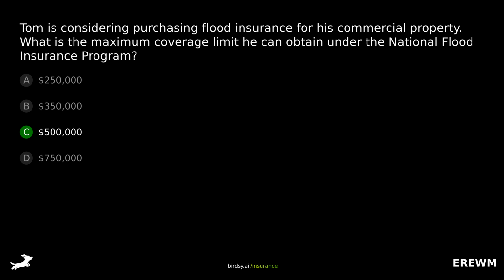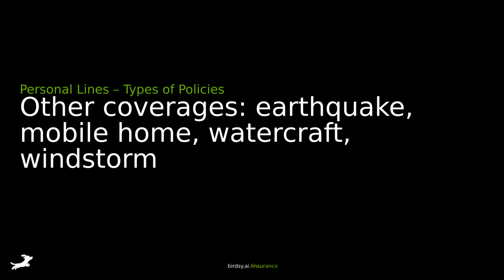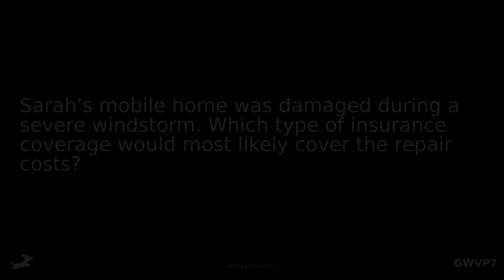The answer is C, $500,000. For commercial properties, the NFIP offers a maximum coverage limit of $500,000. This helps businesses recover from flood-related damages. Other coverages: earthquake, mobile home, watercraft, windstorm.